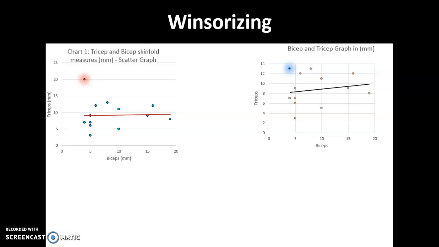Because if you had a point that was 50 and your next point was 12, you'd want to change that, or you'd want to winsorize it, or possibly even trim it. Trimming and winsorizing are a very good way of stopping anomalies occurring.